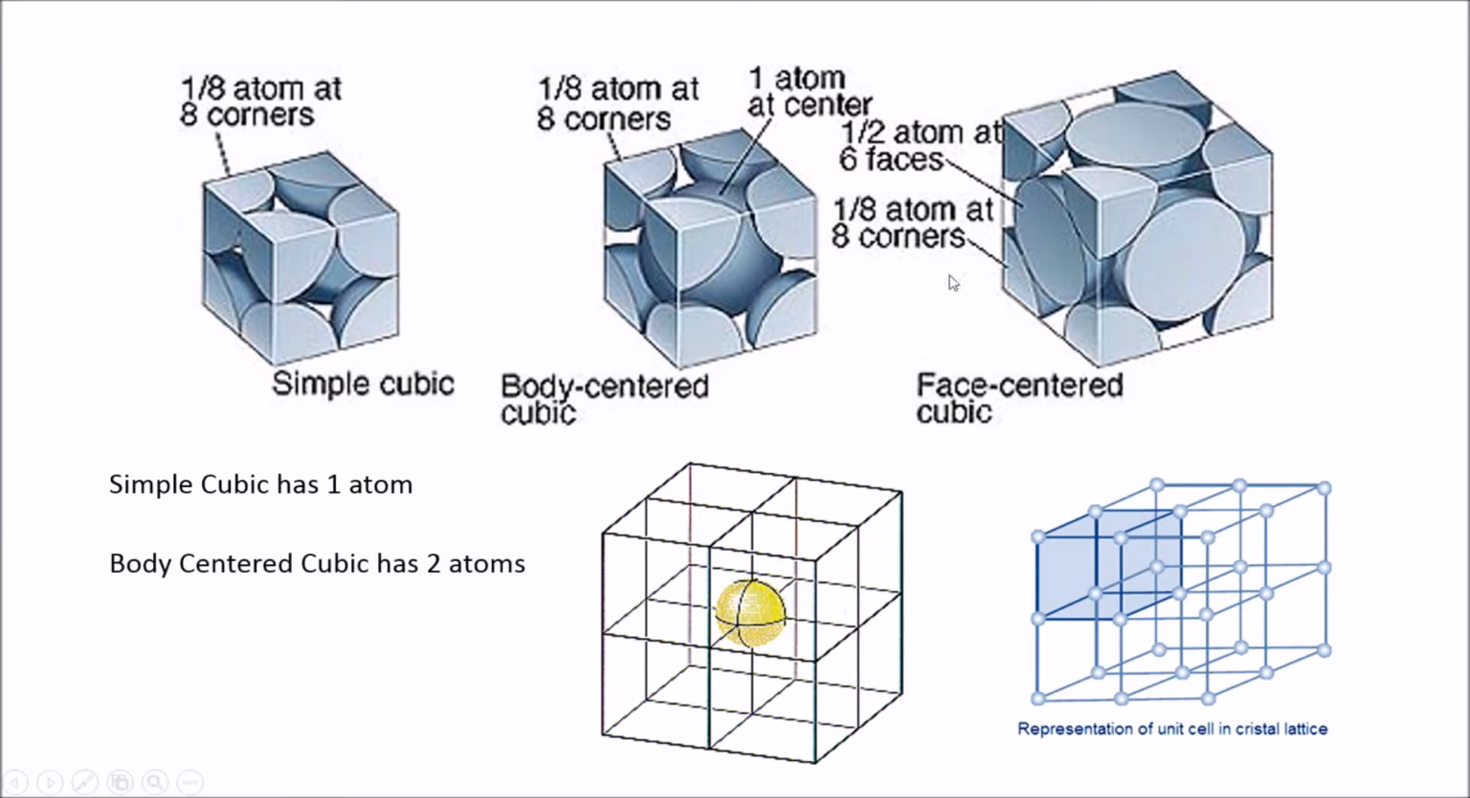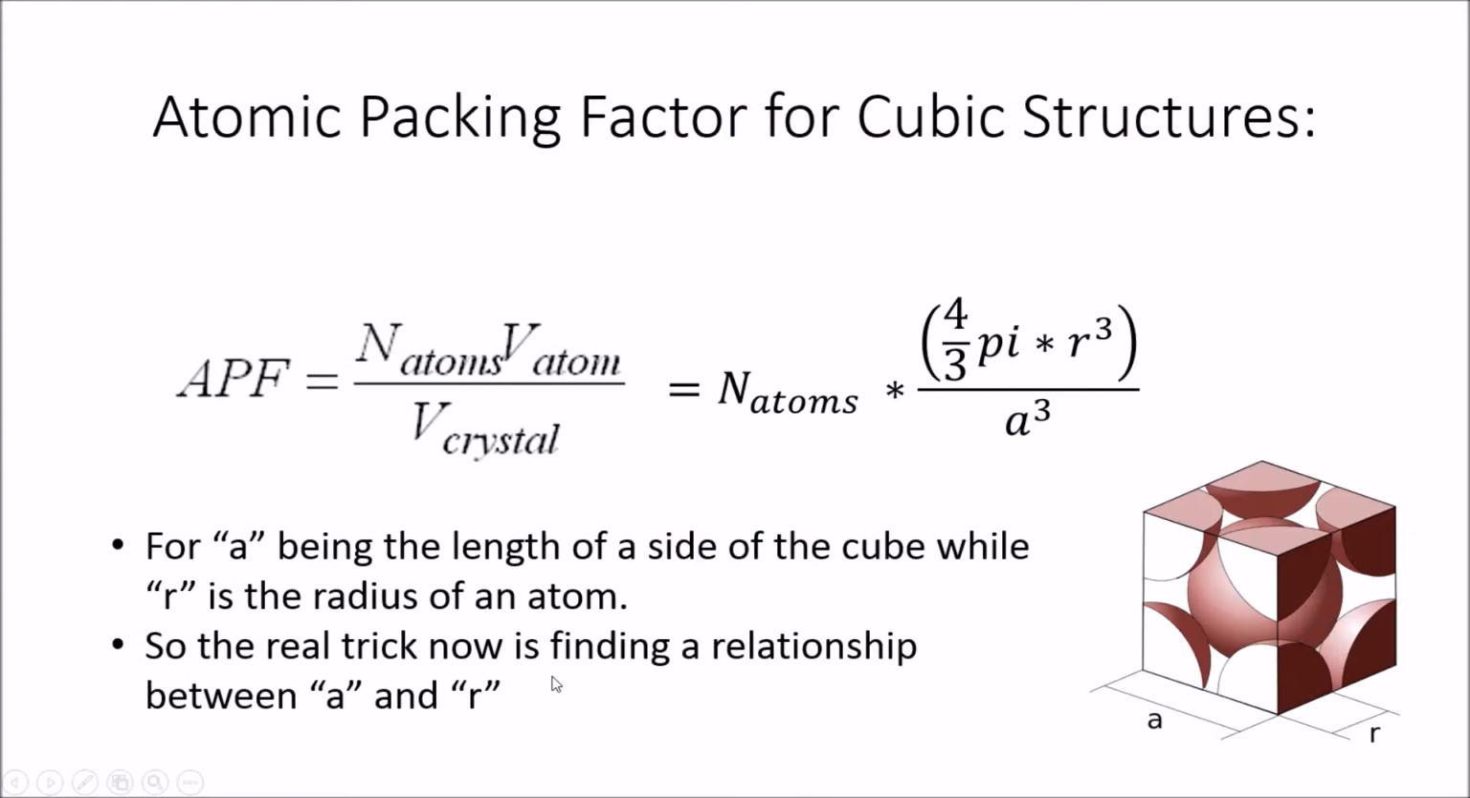Lastly, for face-centered cubic, we have an eighth of an atom in each corner, and then we have 6 half atoms at each face. So 6 half atoms would really be 3 atoms, plus the 1/8 atoms at 8 corners, which gives us a total of 4 atoms. So this is how many atoms are in each unit cell, and this leads us into our next topic, which is the atomic packing factor.